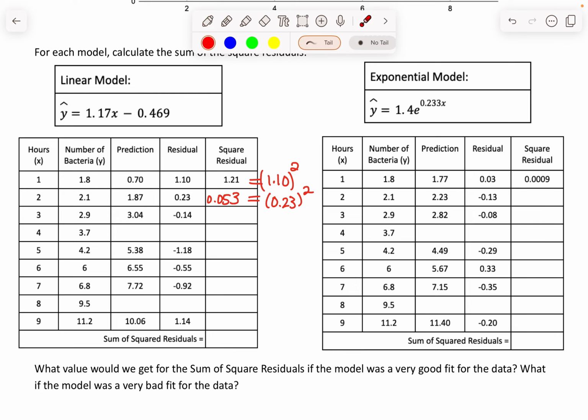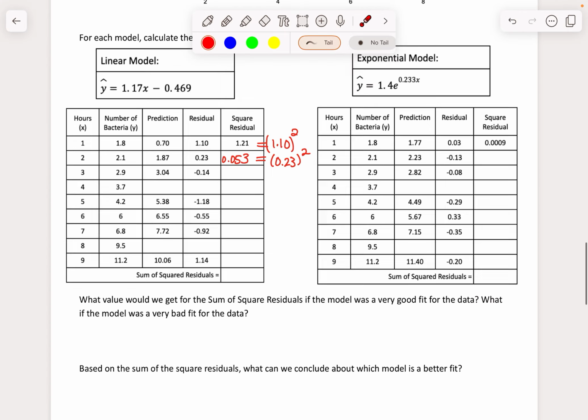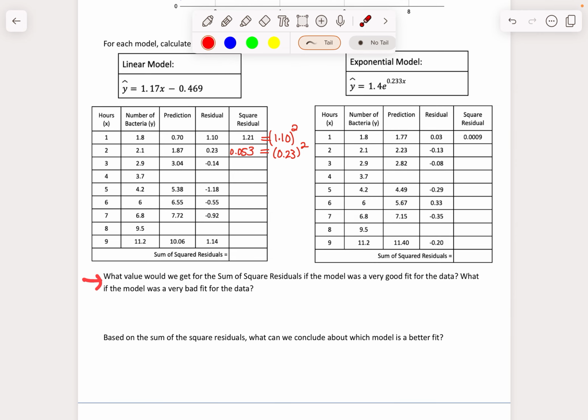Okay, I'm going to turn it over to you. I want you to find the rest of these squared residuals. These blanks here, you can fill in with the stuff that you've already found in prior pages. Then I want you to find all of these square residuals. And then for both, at the very end here, you're going to take all of the square residuals that you found and add them all up to get the total sum of square residuals. And then you'll respond to these last two questions based on what you get. All right, I'll see you on the other side.